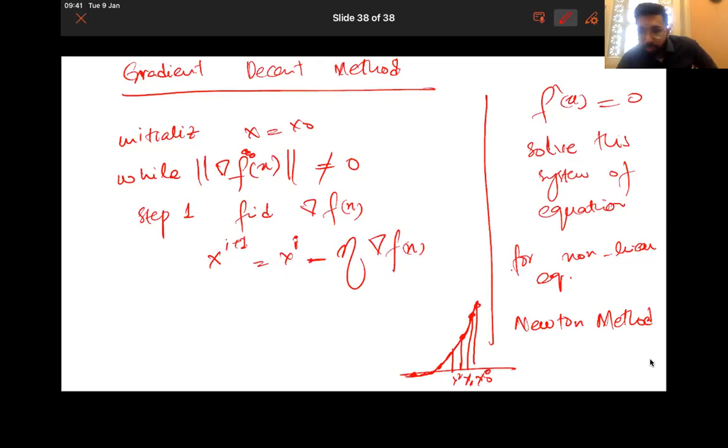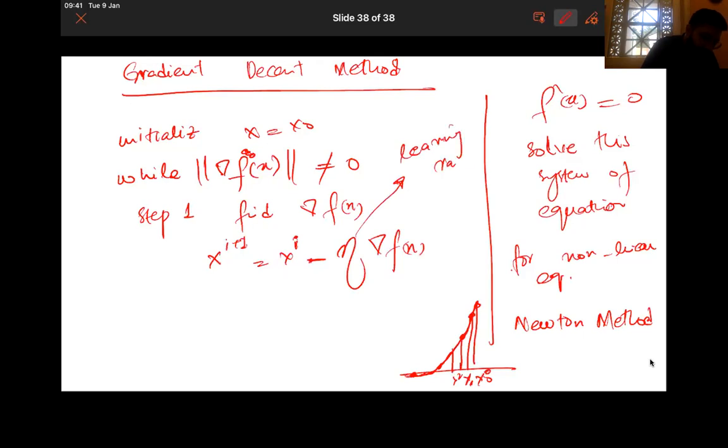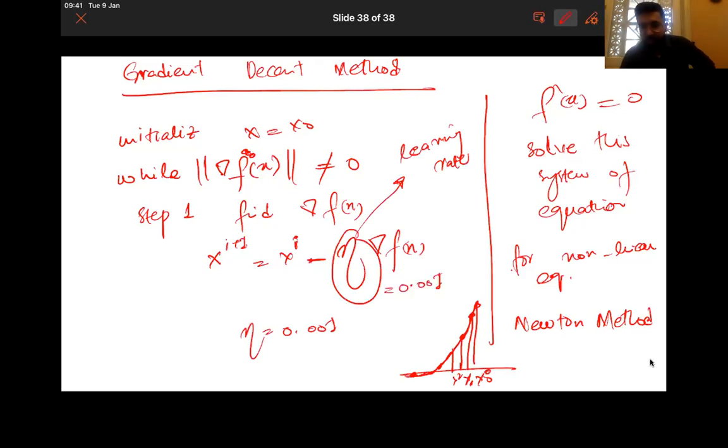What is the symbol after the minus sign? This is called the learning rate. This is a constant. So you just set this equal to 0.001. When I write this, in your calculation you would just set it equal to 0.001 and don't change it. Just put it in.